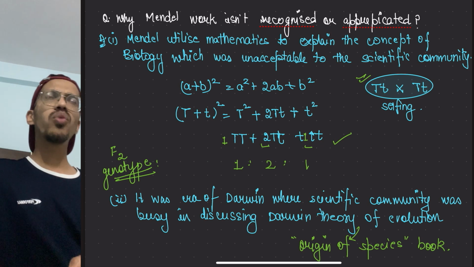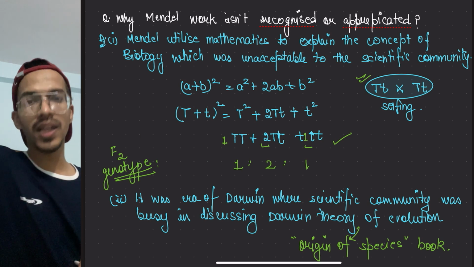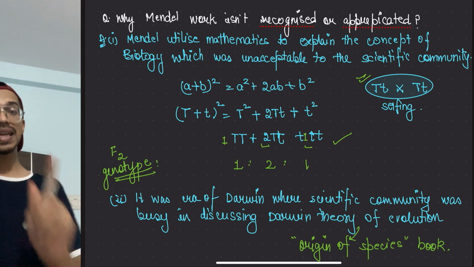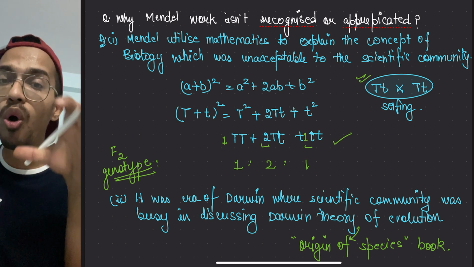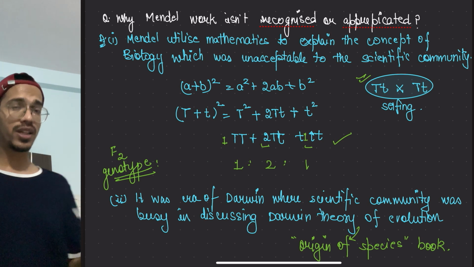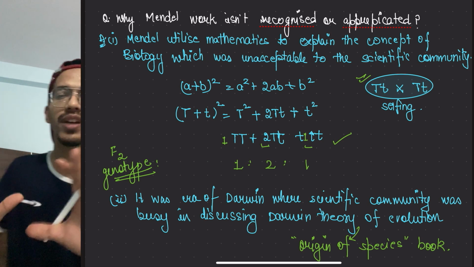But what was the problem? The problem was the laws he gave. They were not applicable all the time, meaning these laws are not universal. So now, one by one, we will come up as different scientists.